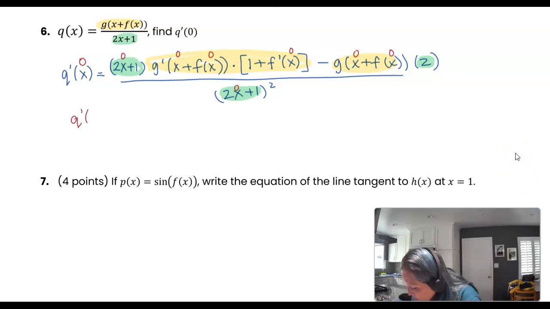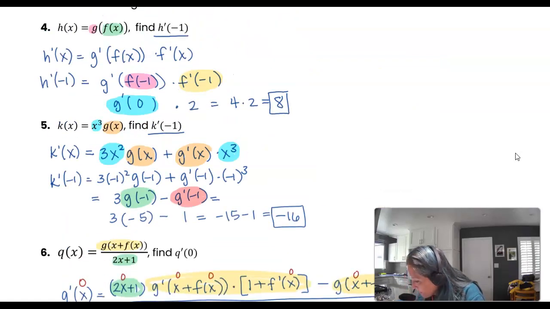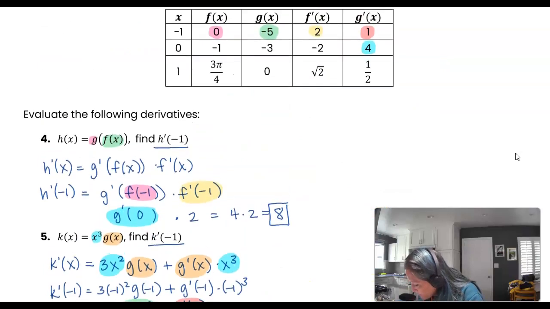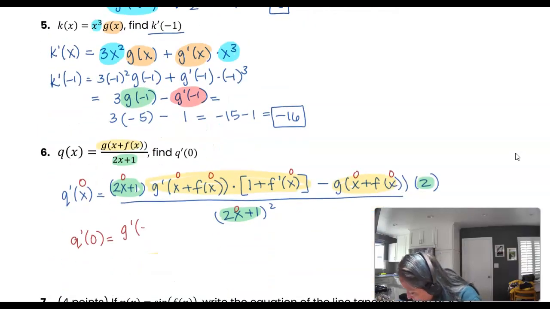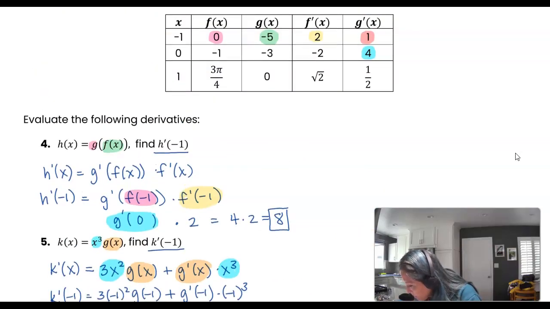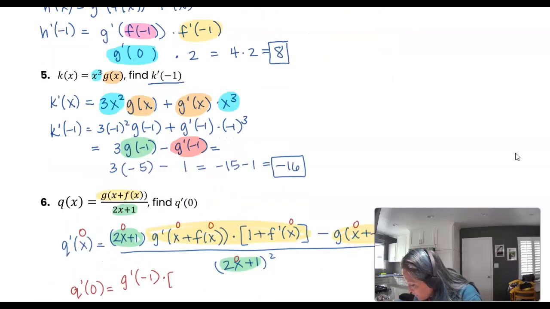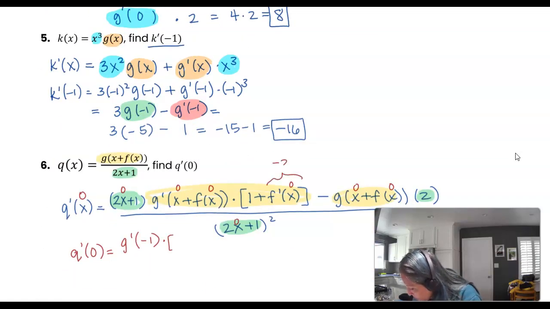We'll see. So q prime of 0 is equal to, well, if we do 2 times 0 plus 1, we have a 1, so I don't really need that. And then we'll have g prime of 0 plus, what's f of 0? Okay, let me go find that really quick. F of 0 is negative 1. So I have g prime of negative 1 times 1 plus f prime of 0. Okay, now I need f prime of 0. I know this is going to give everyone whiplash. So that's a negative 2. So this whole thing is negative 2. 1 plus a negative 2 is negative 1.